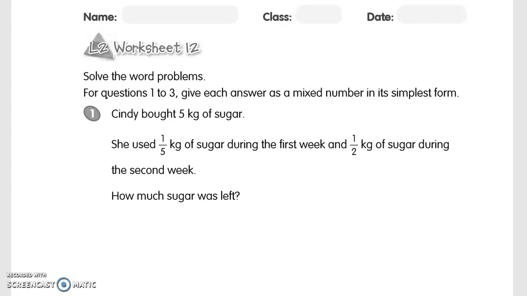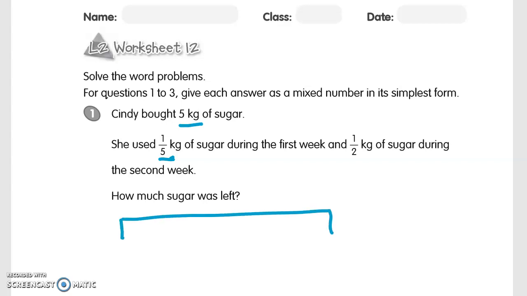Cindy bought 5 kg of sugar. She used 1 out of 5 kg of sugar during the first week and half kg of sugar during the second week. How much sugar was left? So first let's add the sugar for the first week and also for the second week.